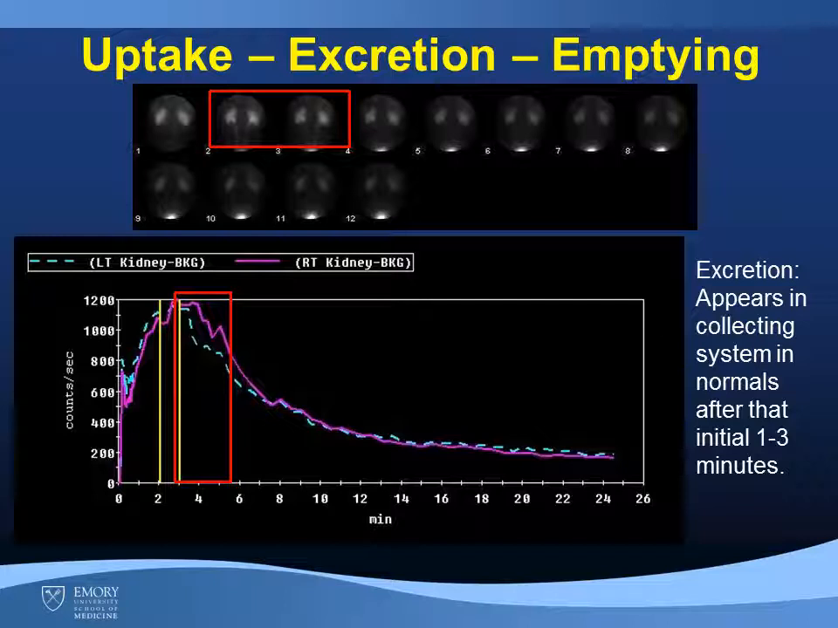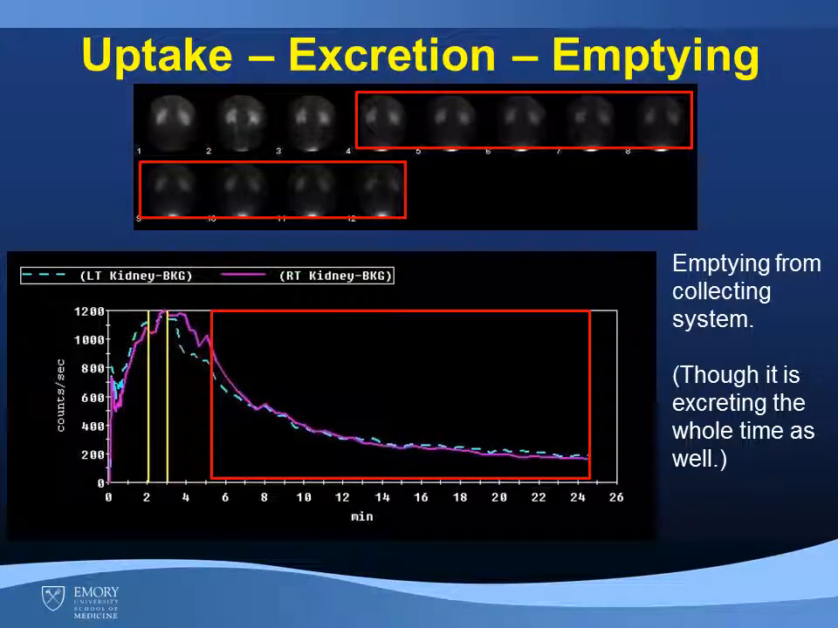Then there is excretion. That is when radiotracer appears in the collecting system, and in normals that occurs after that first 1 to 3 minutes. We can see that in these frames and in this portion of the time activity curve where it peaks. Subsequently, there is emptying from the collecting system, and we could see that occurring in these frames. Now, in reality, the kidneys are excreting the whole time as well, but it's useful to think of this portion as the emptying portion.